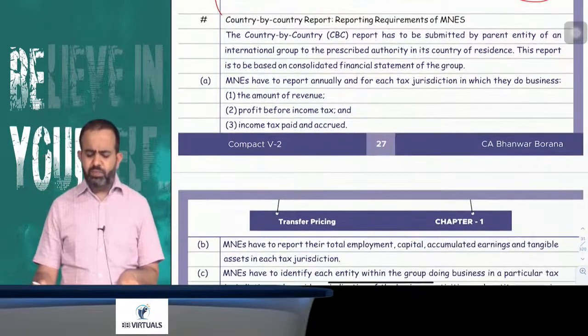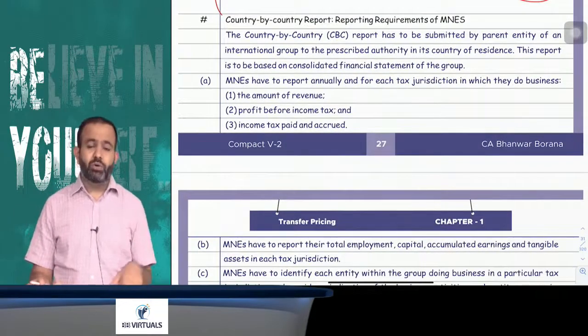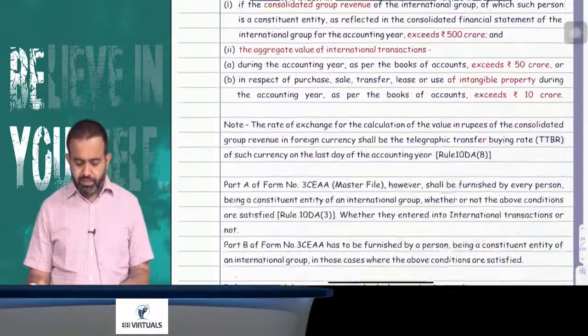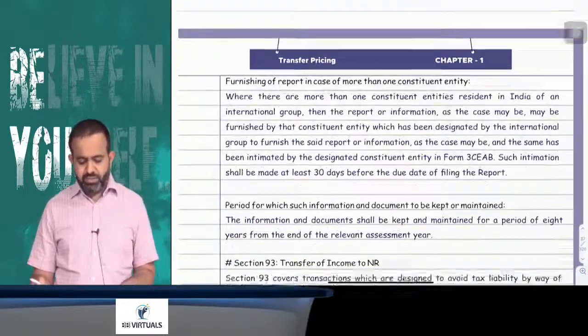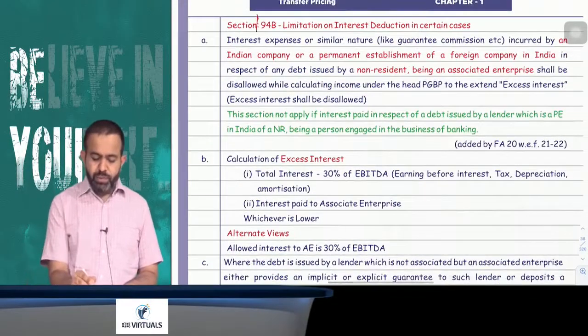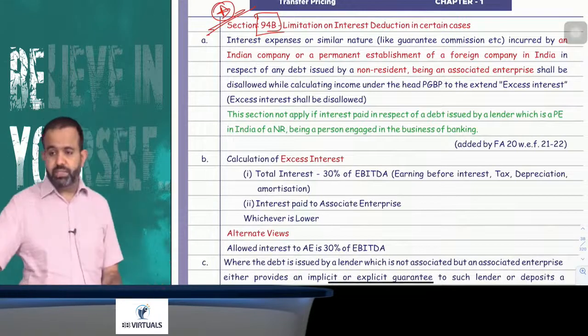After that, there is one point, that is country by country reporting, or the CBC reporting. Just read that CBC reporting as well as the master file once, that's it. After that, there is section 94B, a very interesting section and the last section of your transfer pricing.